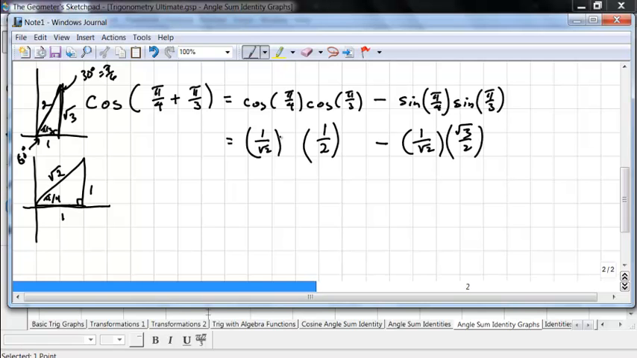Now I probably want to rationalize the denominator, so I'm going to take this first one and multiply by square root of 2 over square root of 2, excuse me. And I get square root of 2 over 2.